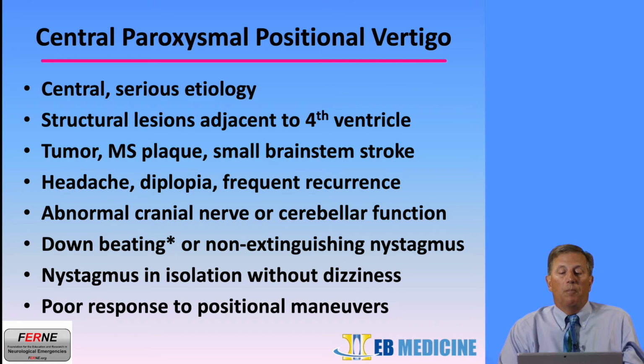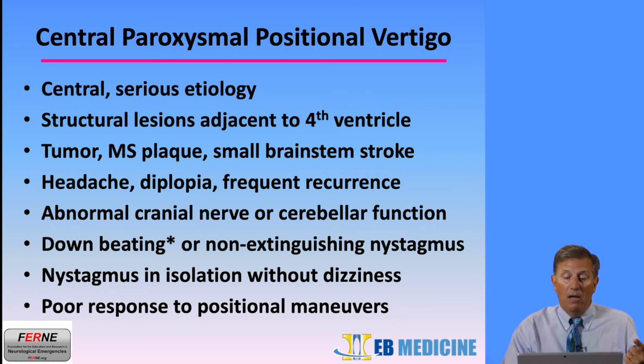Now, I mentioned central paroxysmal positional vertigo. I must admit that this is a serious concern. It's the one other concern besides a posterior circulation event. The central paroxysmal positional vertigo is from a central or serious etiology. It occurs when there are structural lesions adjacent to the fourth ventricle. It can occur in the setting of tumor, MS plaque, or a small brainstem stroke. These patients often will present with headache, diplopia. They frequently recur. There's abnormal cranial nerve function or abnormal cerebellar function.